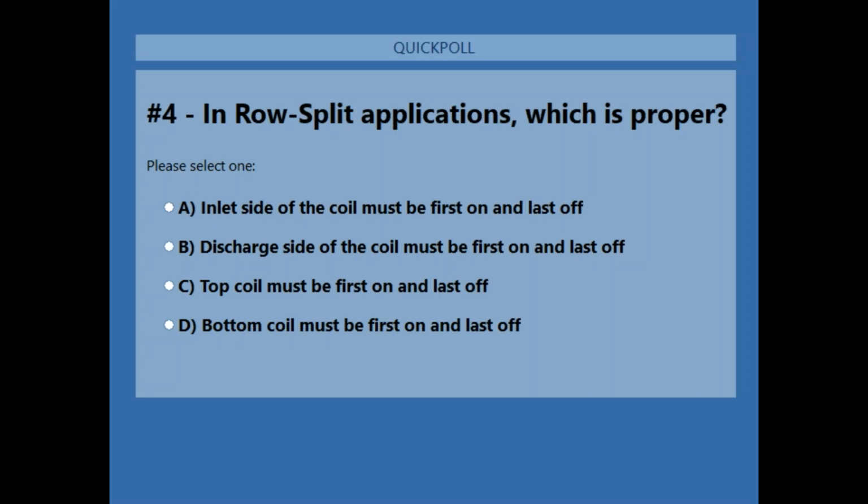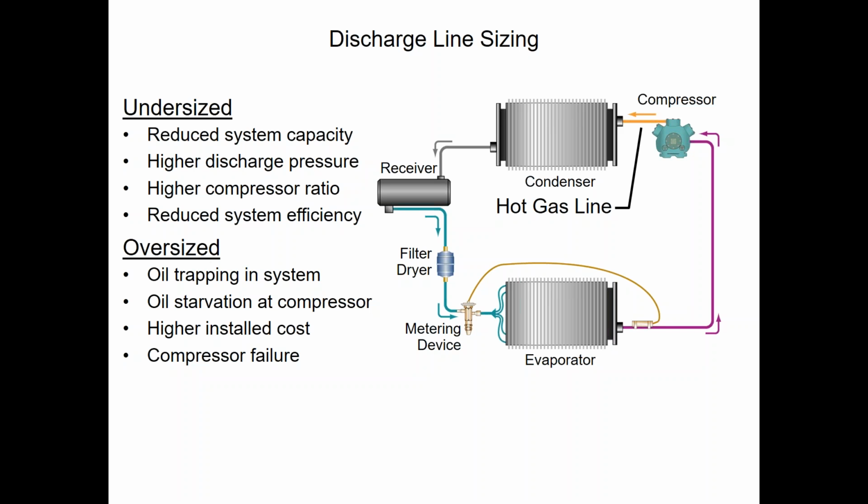All right, I'm going to close it. The correct answer was, in fact, B, which would be the discharge side of the coil. In a row split application, it needs to be the first section on and the last section back off.